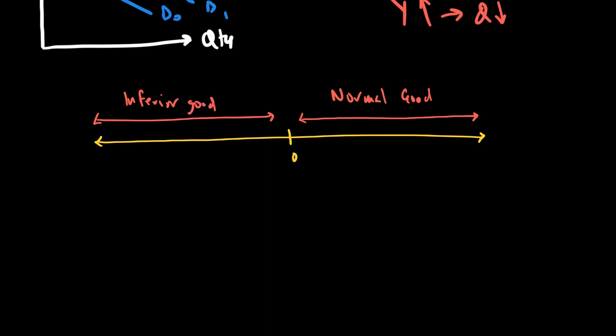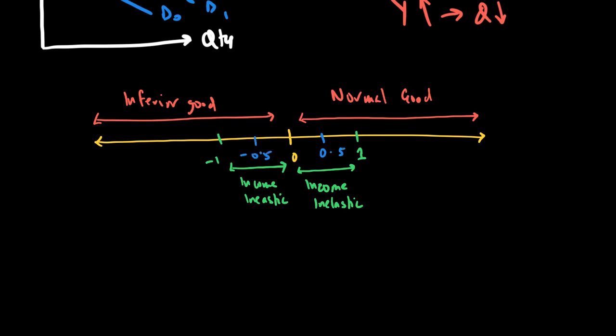Now, if the good is normal but the value is between 0 and 1, we call this income inelastic. While if the value is from 0 to -1, we call it also income inelastic. So a value like 0.5 would be what we call an income inelastic normal good, while a value of -0.5 would be an income inelastic inferior good.